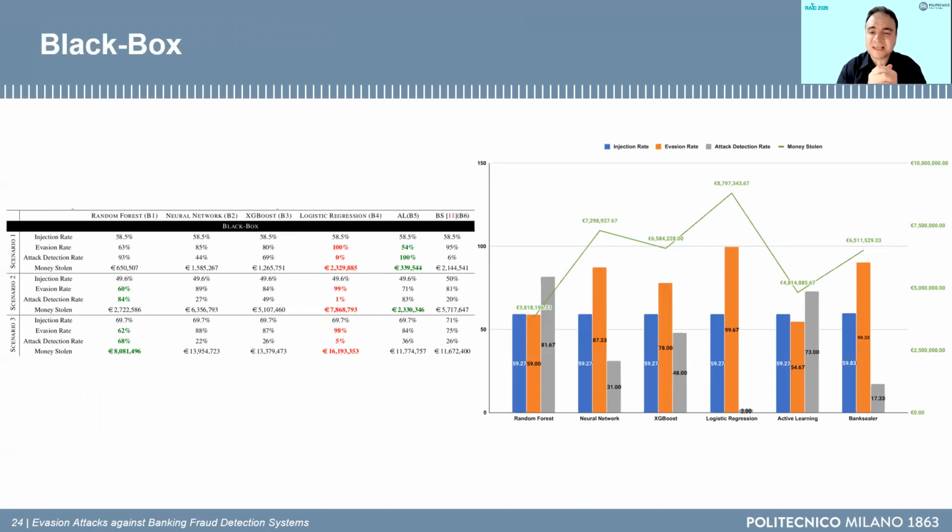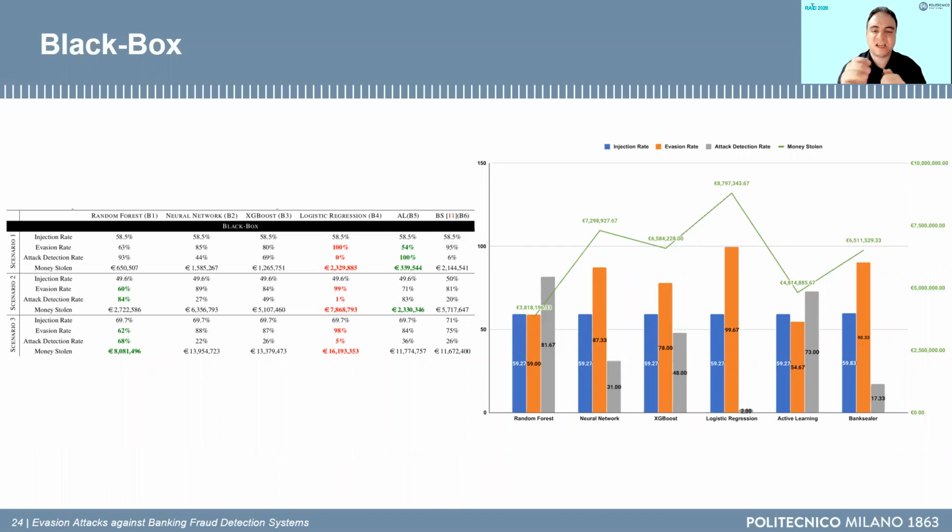Regarding the black box attack, the best strategy for the attacker is the one represented in scenario 3. In fact, except for the case in which the fraud detector is based on logistic regression and on Bankseer, in scenario 3 the attacker gets detection rate values lower than in the other two scenarios, and much higher values in terms of money stolen. The values of evasion rate instead remain stable in all three scenarios, except in the case where the attack is directed to the hybrid fraud detector, the active learning one.